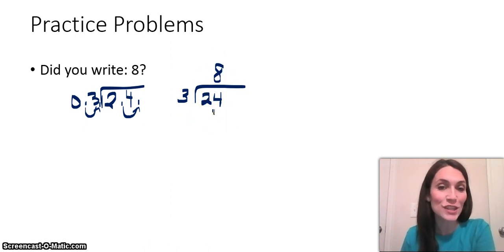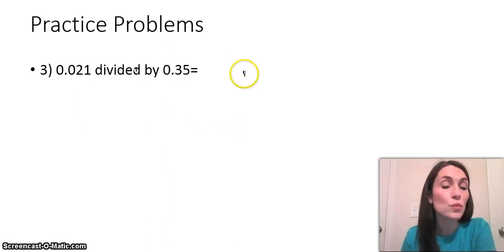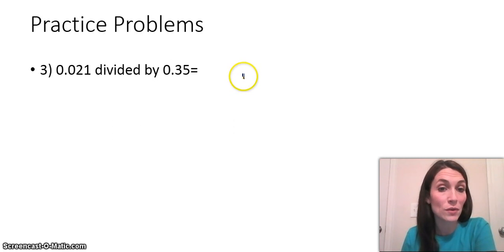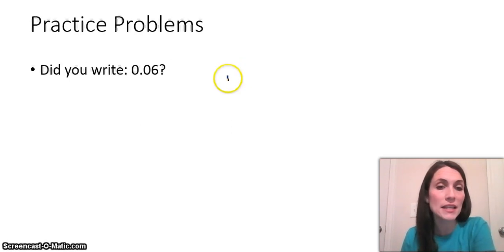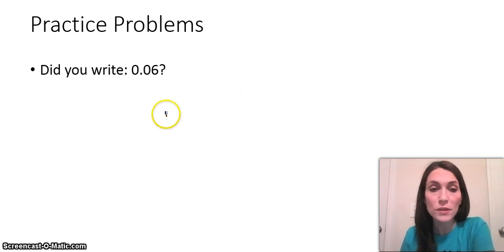Okay, let's take a look at our next practice problem. We have 21 thousandths divided by 35 hundredths. So this one is very similar. We're going to use those same strategies. Try it on your own. Press play whenever you're ready to check it with me. Did you write 6 hundredths? Let's take a look at our original problem.